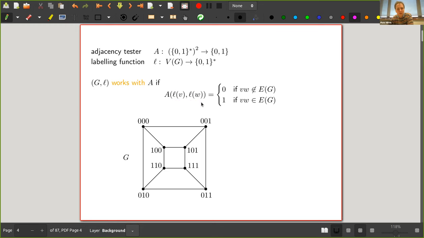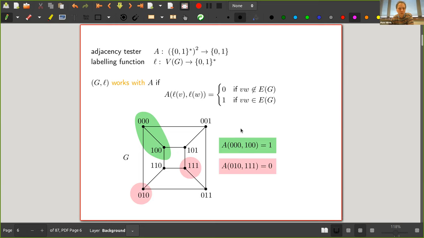Here you have a little example. You have a cube and the standard labeling of the vertices in the cube, and now you can easily devise an adjacency tester, which basically tests if the two binary strings at the input are at Hamming distance exactly one. So for these two labels, the function should produce a yes answer, and for these two, the answer shall be no. Okay, so that's an example.